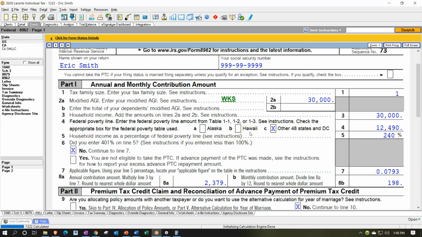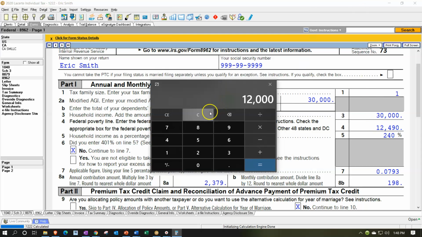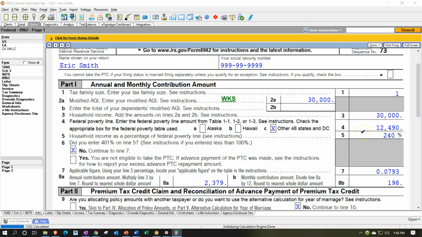But obviously the software would help with that to get the 12,490, and then they're basically taking the 30,000 divided by the 12,490 to get this 240%, about. Then line seven says the application figure: using your line 5%, locate your application figure on the table. Again, you'd have to look at the instructions to do this manually. Obviously, the software is quite helpful to pull that amount from the table.